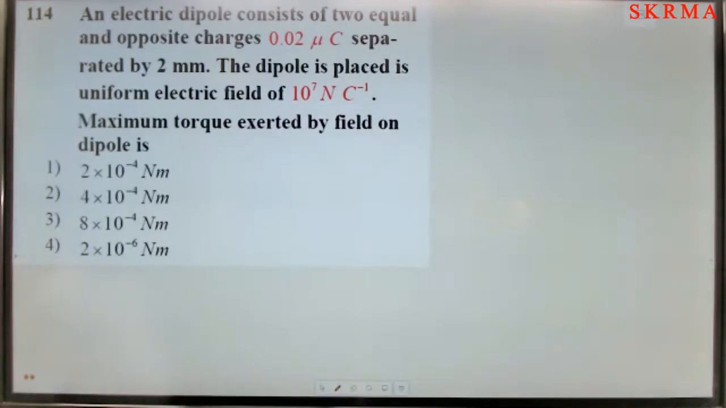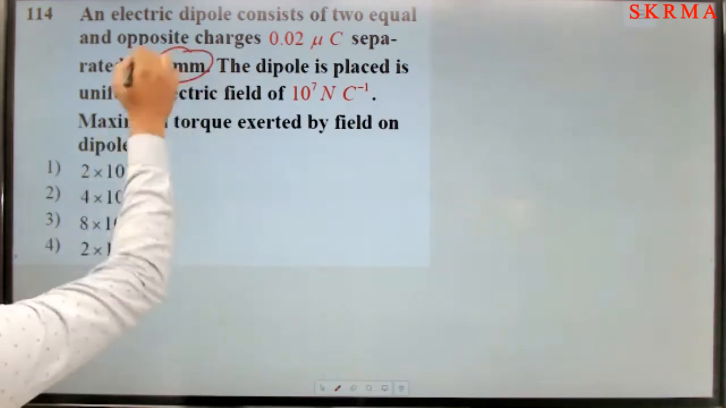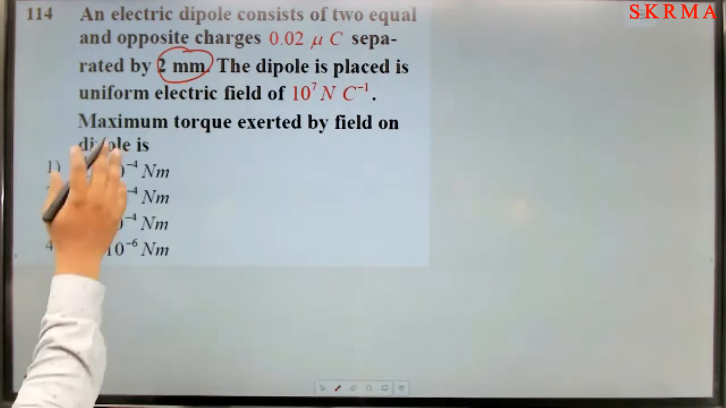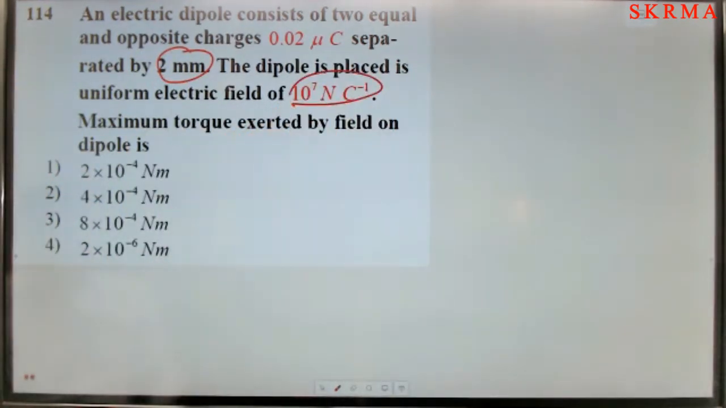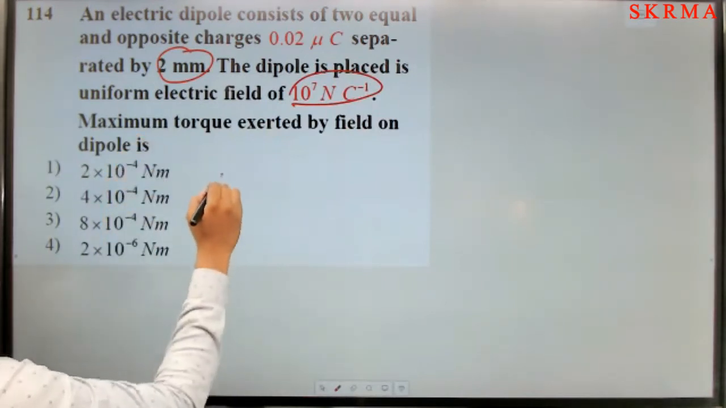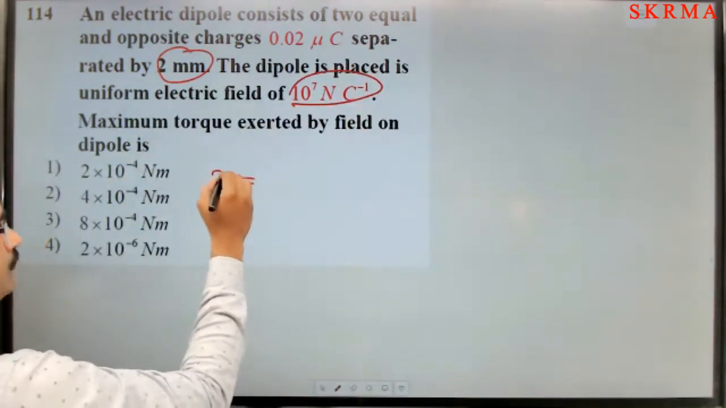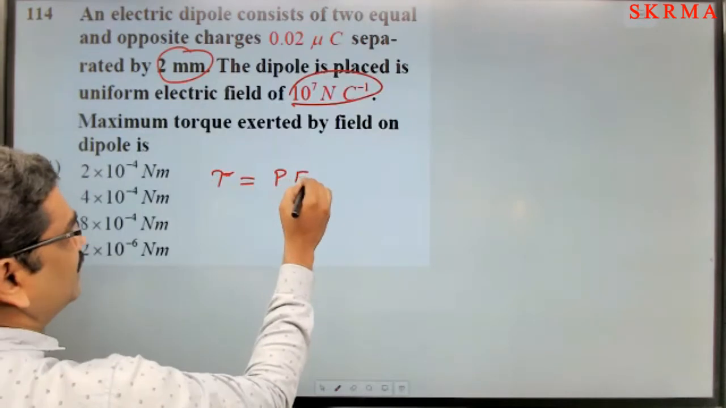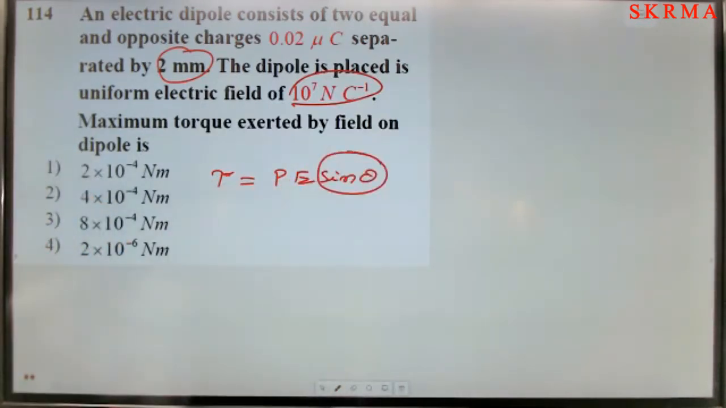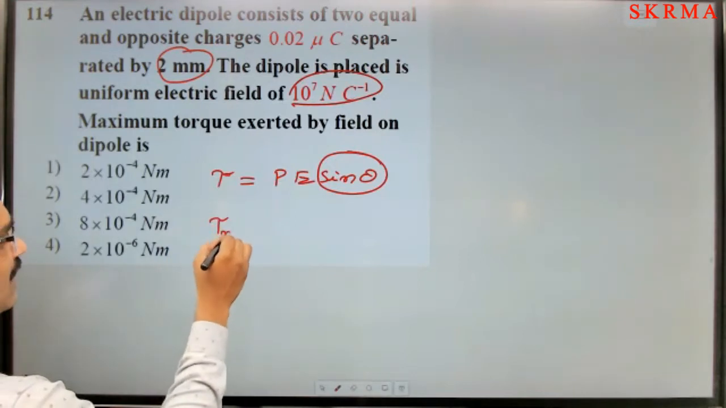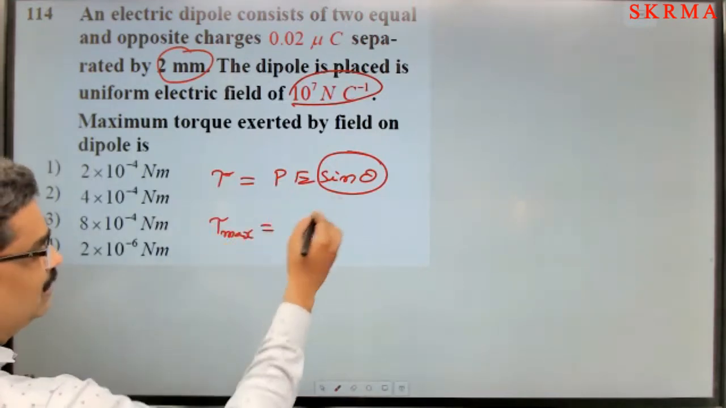Next one. An electric dipole consists of two equal and opposite charges of 0.02 microcoulomb separated by 2 mm. So separation is given and charge is also given. The uniform electric field is also given. Maximum torque is asked. So the torque formula is PE sin theta. Maximum torque means sin theta is 1, so we can neglect it. So maximum torque equals PE, only PE.